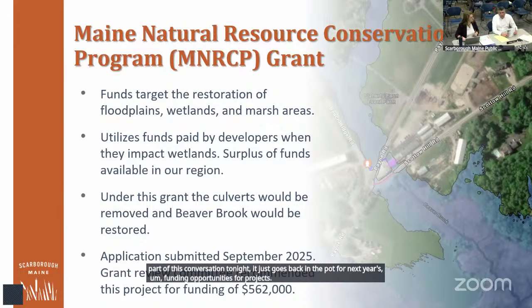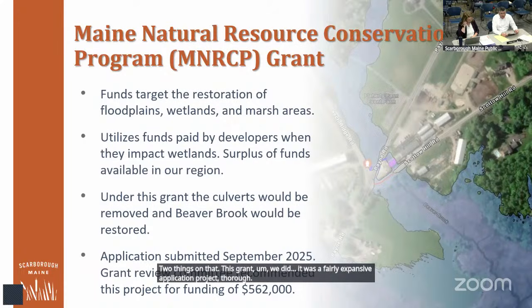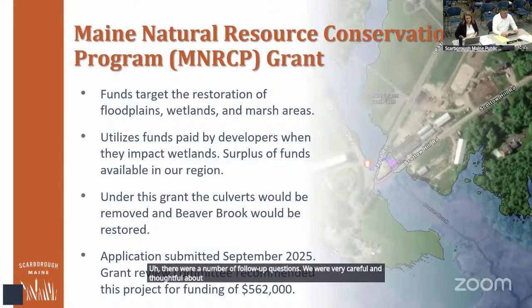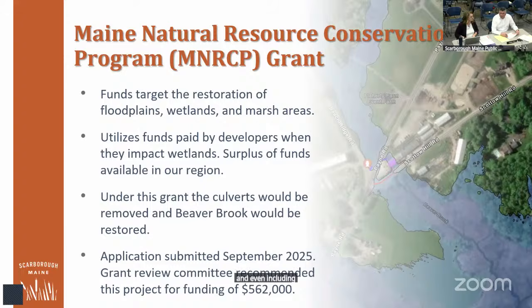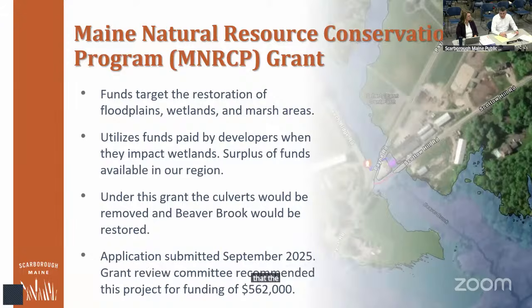Yeah, 2 things on that. This grant was a fairly expansive application, thorough. There were a number of follow-up questions. We were very careful and thoughtful about not overcommitting, knowing that it requires a full public process, and even including a full road discontinuance process. And so we've been very clear in writing to the agency what limitations we have and that the council ultimately needs to accept this. So I'd be confident that we've not overcommitted ourselves in that regard.